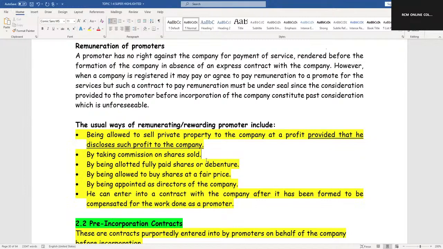So those are, in this case, just some of the ways as to how the promoter of the company can be remunerated or compensated for the work he has been able to do as a promoter of the company. So that also is actually very common in the exam. They like that one. So remuneration or compensation of what?